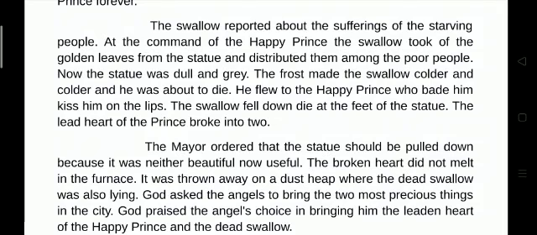When the angels brought the leaden heart of the happy prince and the dead swallow to God, God praised the angels' choice. So God loves those people who are kind-hearted. We should always be kind-hearted and we should always help poor people. This is the true spirit of our life, and we wish we can enrich our soul by helping others. Thank you.